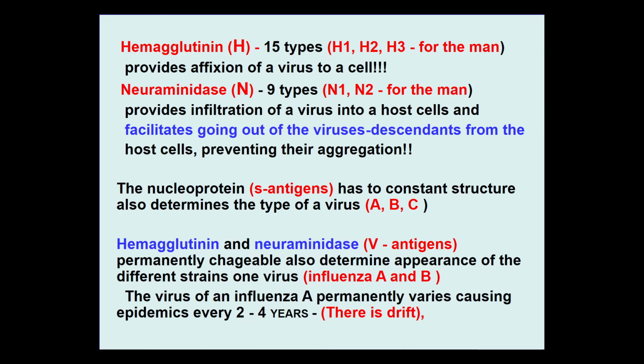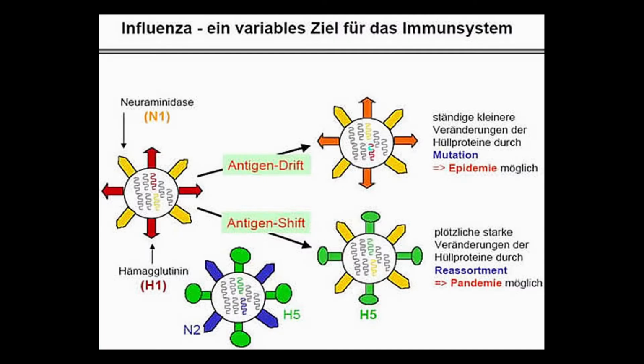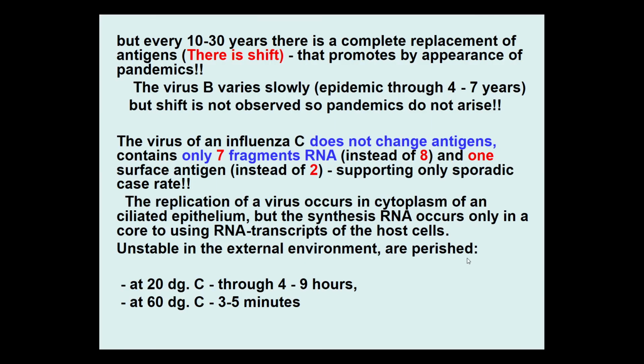The virus of influenza A permanently varies, causing epidemics every 2-4 years. There is a drift. Again, antigen drift is a small mutation. Antigen shift is a big mutation, a change of the whole hemagglutinin or neuraminidase, and that causes a completely different type of virus. But every 10-30 years, there is a complete replacement of antigens, a shift, which promotes the appearance of pandemics. The virus B varies slowly, with epidemics every 4-7 years, but shift is not observed, so pandemics do not arise.